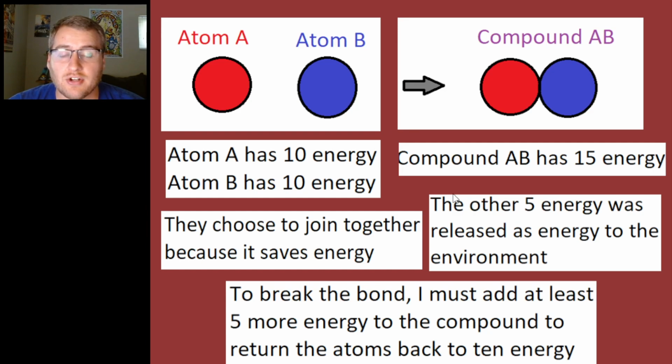That excess energy, that remainder of energy you had left over, has to go somewhere though, so that 5 energy is released to the environment, usually as heat. Now to break the bond, I must add at least 5 more energy to the compound to return the atoms back to 10 energy each. Okay, so I can't just split this apart without adding a little bit of heat to let them both be back at their original energies.